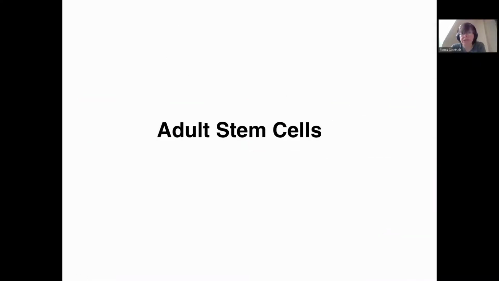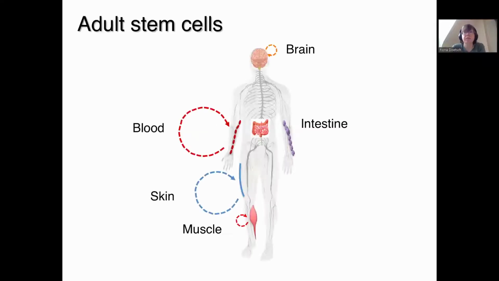So let's talk briefly about adult stem cells then. Adult stem cells are found in many different organs of the body. Among them were the first identified stem cells in the blood system. We have stem cells in the skin and the muscle, the intestine, and surprisingly also in the brain, which was thought to be a very static organ.